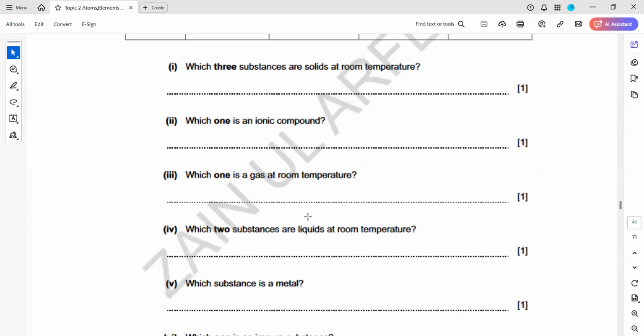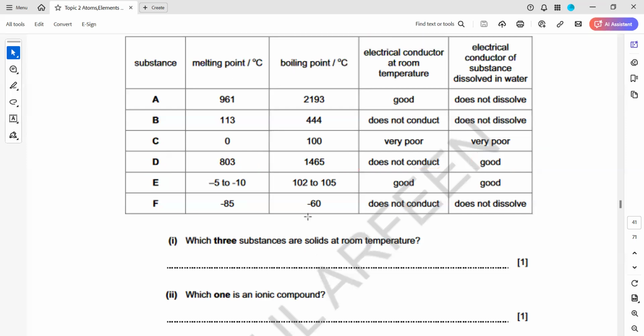Which substance is the metal? So what are the characteristics of the metal? Metal is a solid at room temperature and it can conduct electricity in solid state and it is insoluble in water, does not dissolve in water. So high melting point, good conductor, and does not dissolve. So these are the characteristics of the metal. So A is a metal.